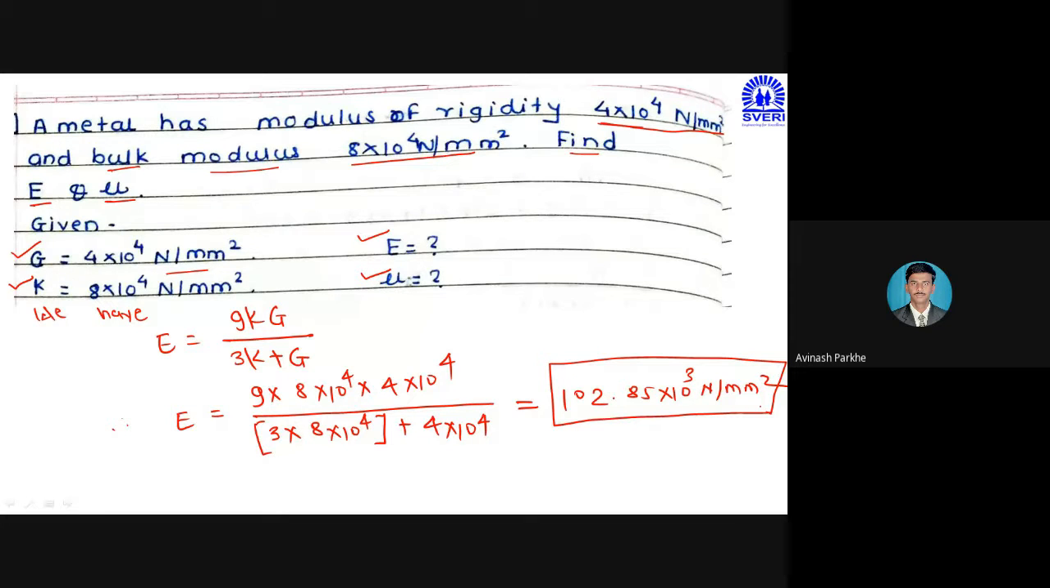This is the Young's modulus E calculation. We have used the common relation of all the elastic constants, E is equal to 9KG divided by 3K plus G. This is the common relation. Out of the common relation, two elastic constants are given, and from that we have calculated the one remaining elastic constant, that is E.